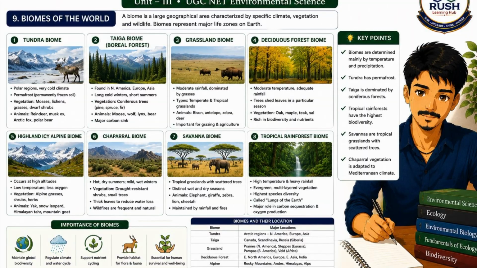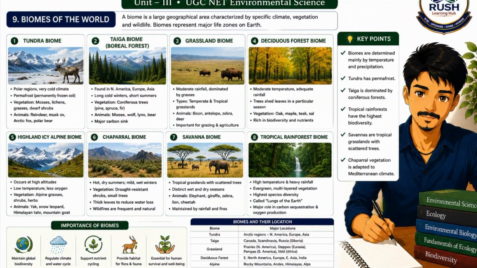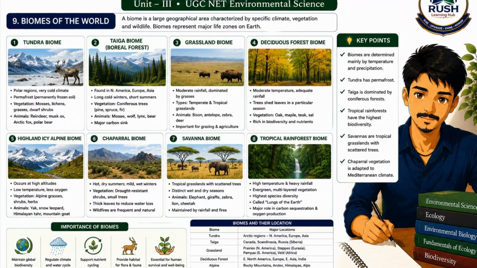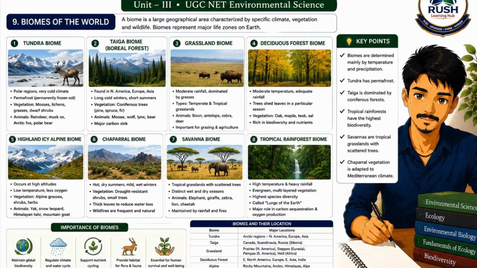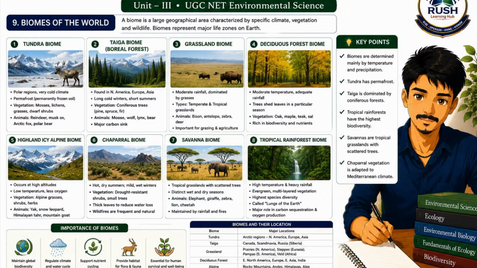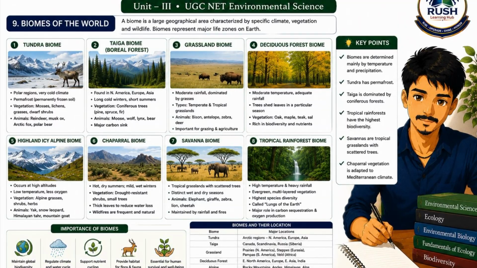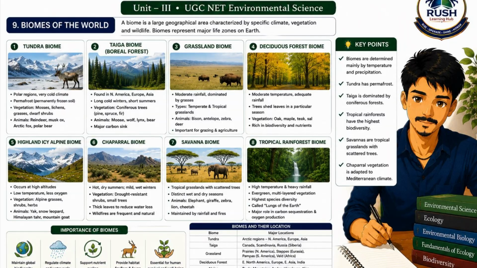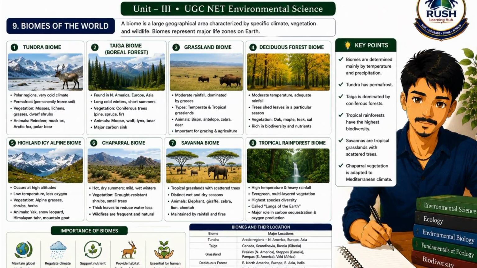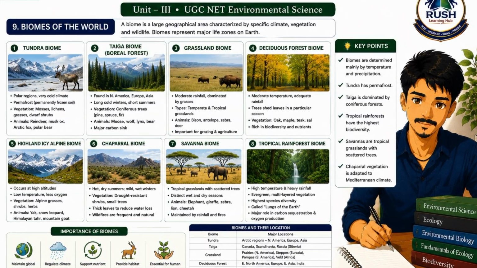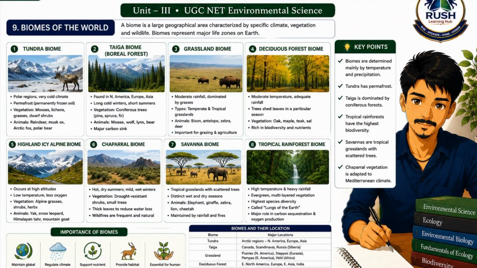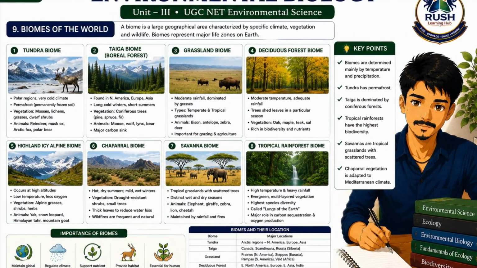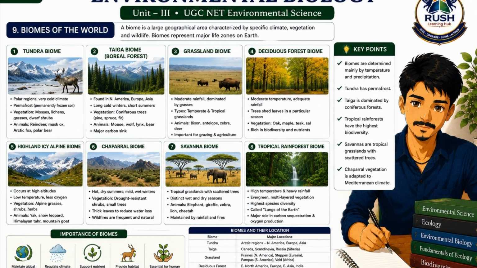Finally, the tropical rainforest biome is considered the most diverse biome on Earth. It is characterized by high temperature, abundant rainfall, and dense evergreen vegetation throughout the year. Tropical rainforests possess multilayered vegetation and exhibit the highest species diversity among all terrestrial ecosystems. These forests are often referred to as the lungs of the earth because of their immense role in carbon sequestration and oxygen production.